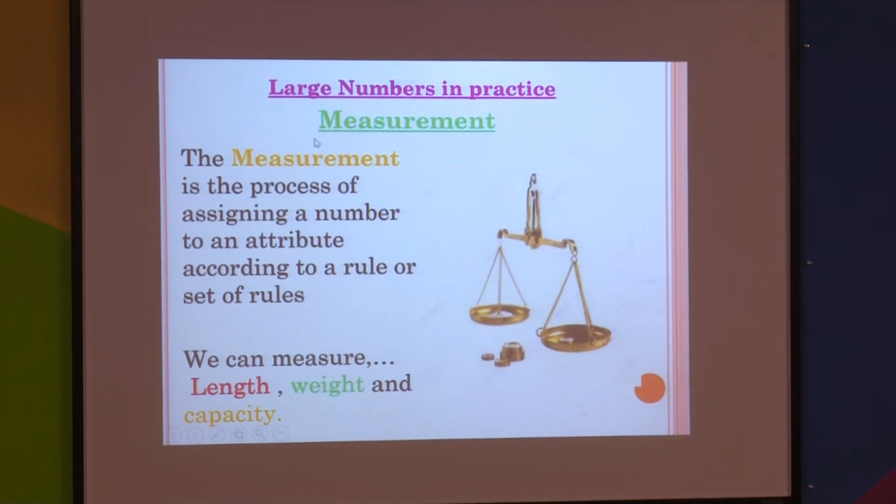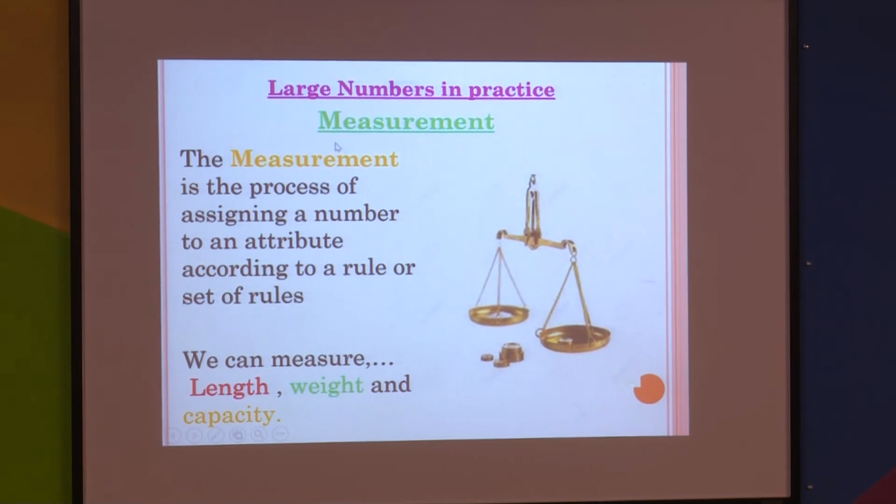Next topic is large numbers in practice. We use large numbers for many things. One is measurement. So let us see where we can use large numbers. Measurement is the process of assigning a number to an attribute according to a rule or a set of rules. For every measurement we have a different set of rules, like for length we have a different set of rules, for weight we have a different set of rules, and for capacity also we have a different set of rules, and this process comes under measurement. So we measure different things by different rules.